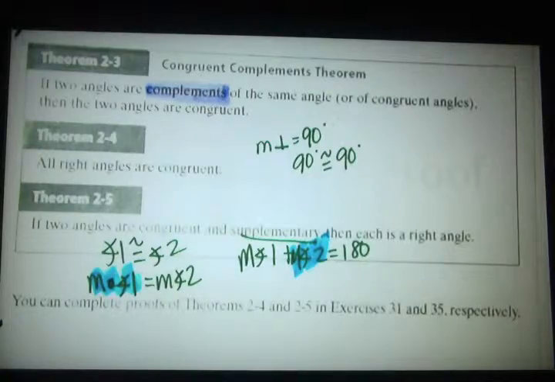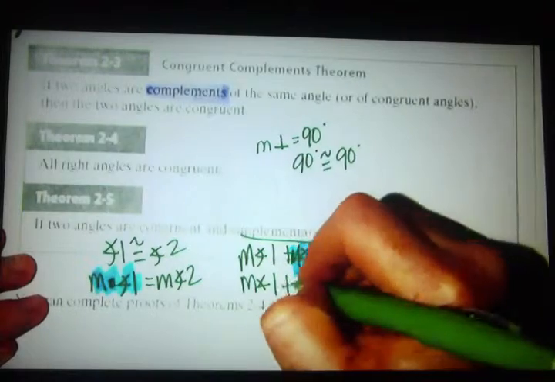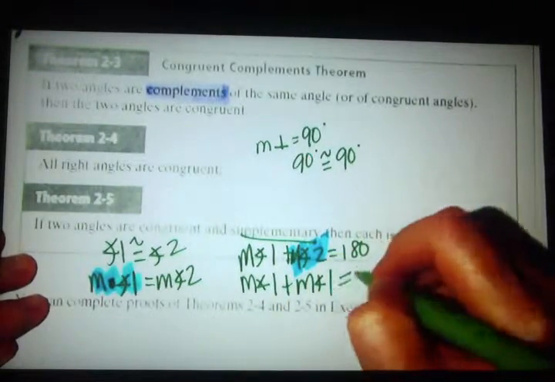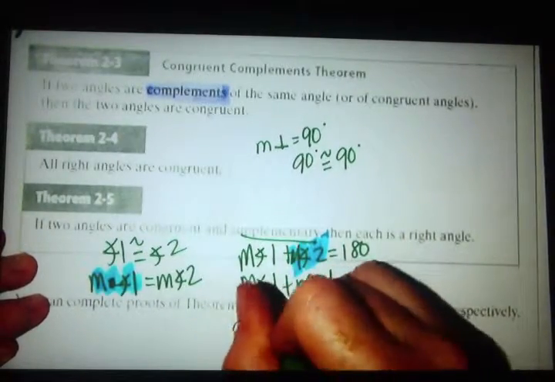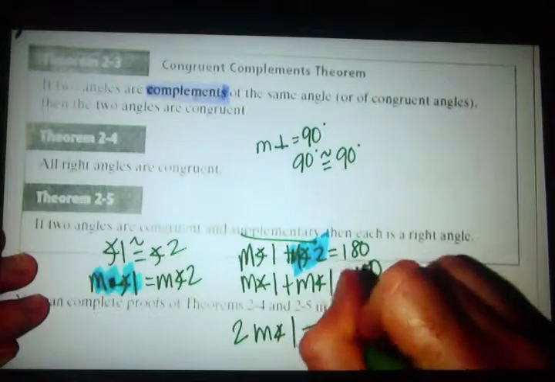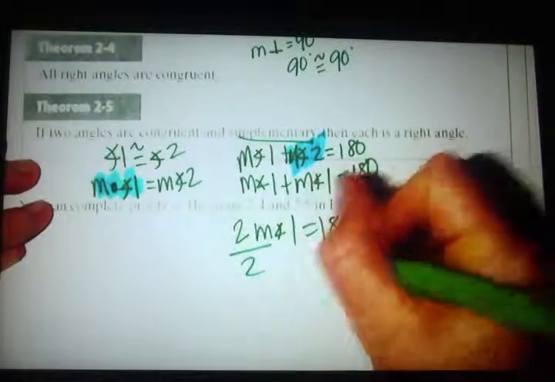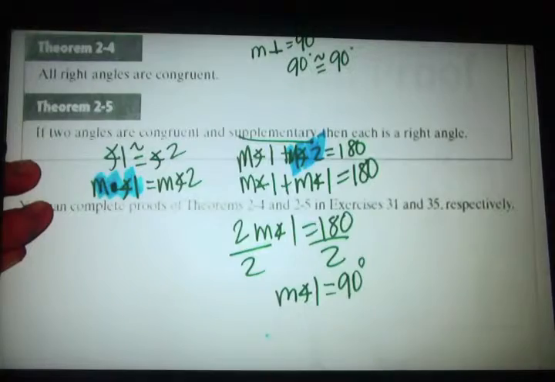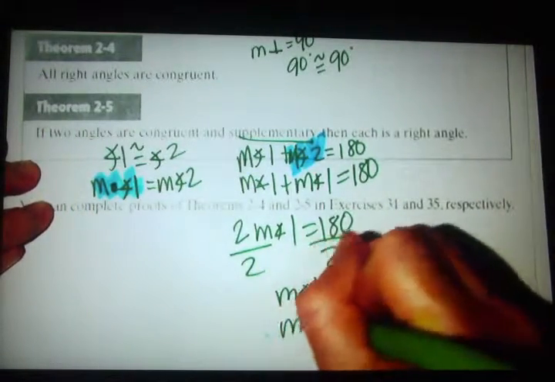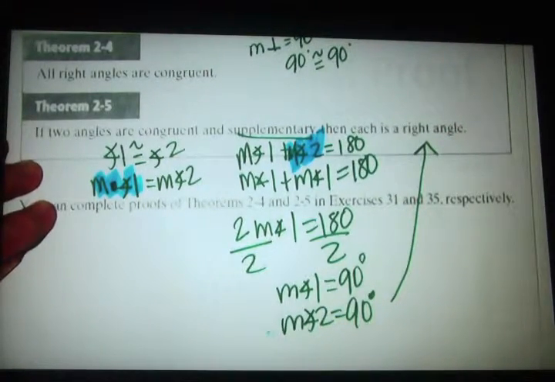Okay, we're doing a little mini proof here, just to give you another example. Measure of angle 1 plus measure of angle 1 equals 180. Okay, 1 plus 1 gives me 2 measures of angle 1 equal 180. Now divide both sides by 2. Measure of angle 1 is 90. Okay, and since measure of angle 1 equals angle 2, measure of angle 2 is also 90 degrees. So there's another proof of the theorem. Each is a right angle.